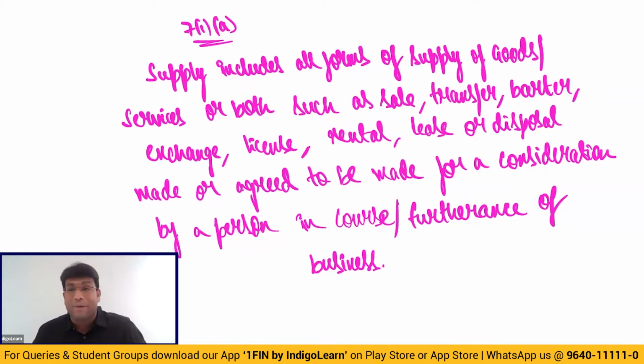Good, guys, come on. Supply includes what? Supply includes all forms of supply of goods or services or both, such as sale, transfer, barter, exchange, license, rental, lease, or disposal, made or agreed to be made for a consideration by a person in the course or furtherance of business. Clear? Done. Next, my dear friends.